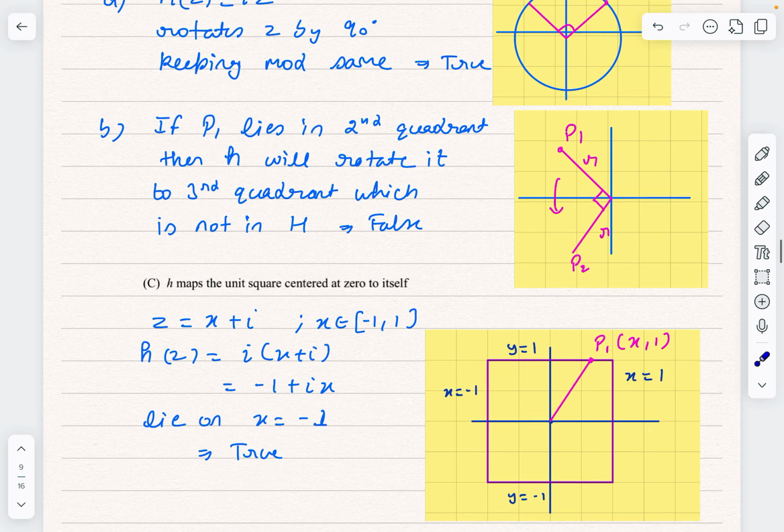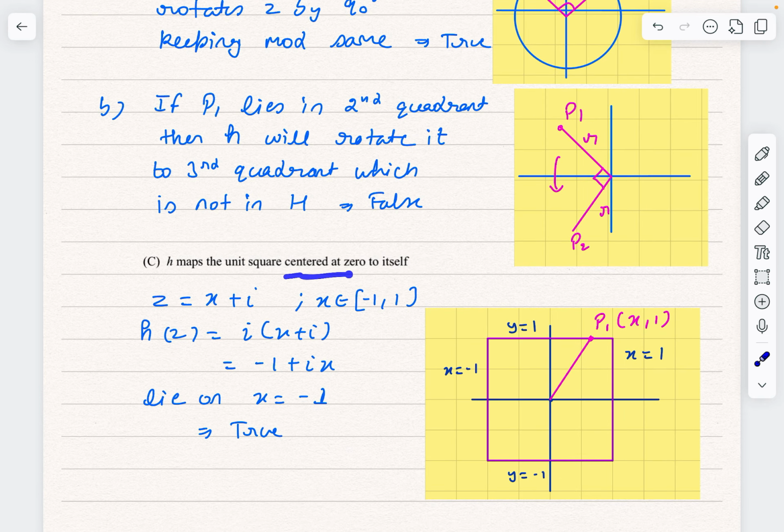Next, H maps the unit circle centered at 0 to itself. Let us just take a unit circle. This should be 1 by 2.